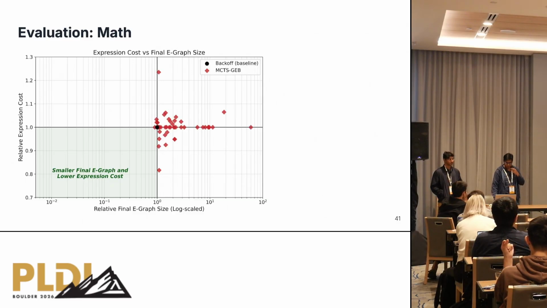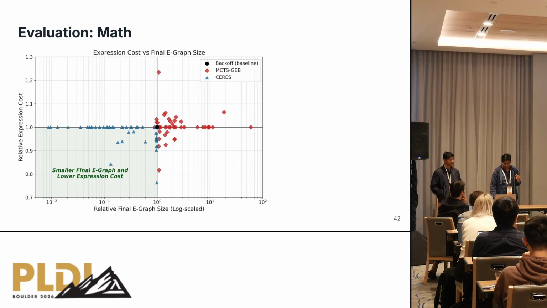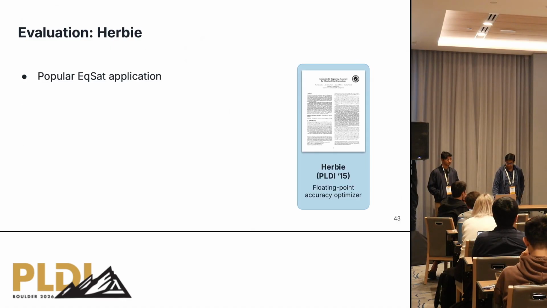since that implies smaller final eGraphs and lower expression cost. For prior work MCTS, the scatter plot does show that it achieves lower cost at some points, but it also has cases where it has worse cost. And consistently, it has larger eGraph sizes than backoff. CERES, on the other hand, is consistently in the bottom left quadrant, and we almost always achieve lower cost and smaller eGraphs compared to backoff. So that's the first positive result.